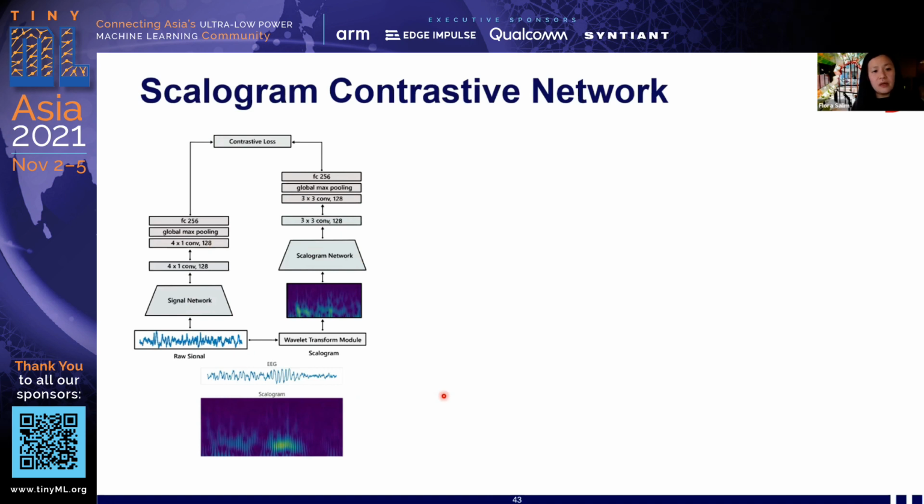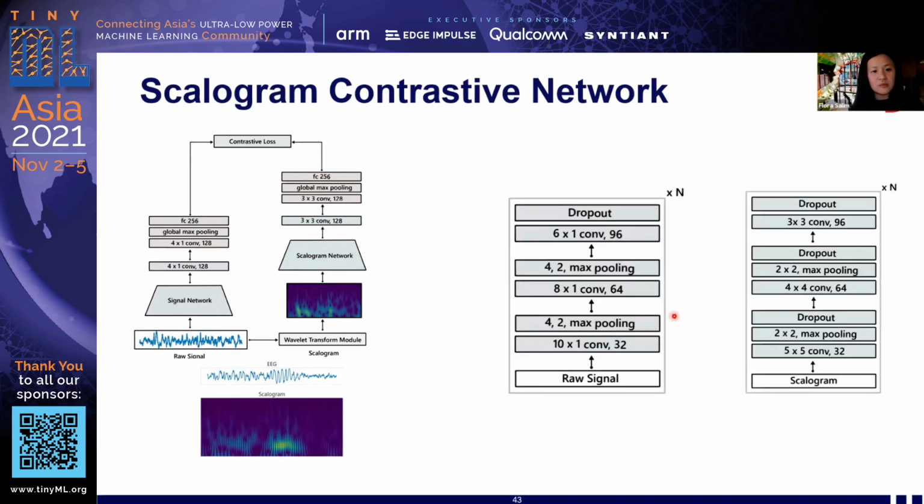We do the same, for example, for other data sets. For example, human activity recognition, let's say it's accelerometer and gyroscopes, people running, sitting and all that. Within the same accelerometer channel, we perform this treatment. If they're treated from the same channel, they are considered positive pairs and the rest are negative pairs. These are just more details on the architecture of the raw signal and the Scalogram network.